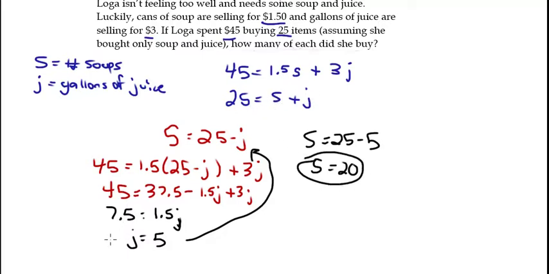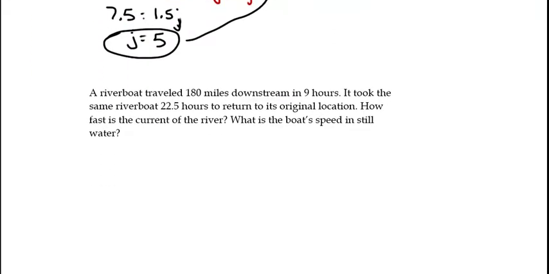And there we go. So Loga bought 20 cups of soup. We didn't really specify the number of soups. She bought 20 cups of soup and 5 gallons of juice, okay? So again, the main idea, and we're going to start with this next one, the main idea when we're doing this is we need to figure out what are the variables that we're solving for, and then let's go back and look at the problem and let's set up 2 equations to solve those variables.